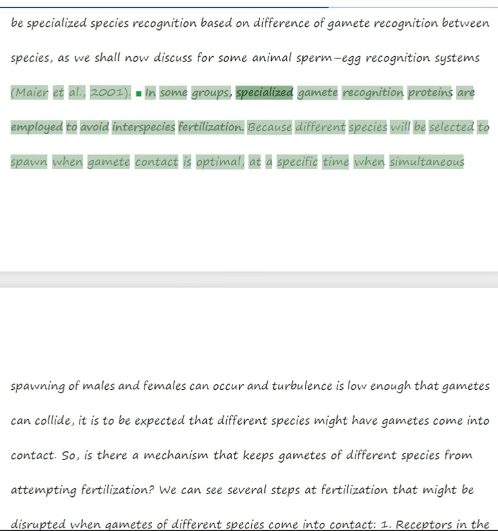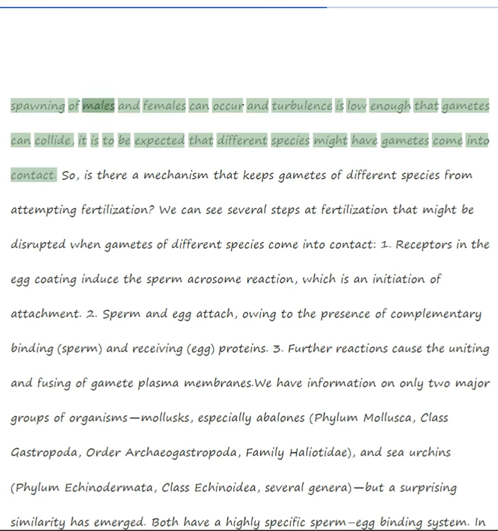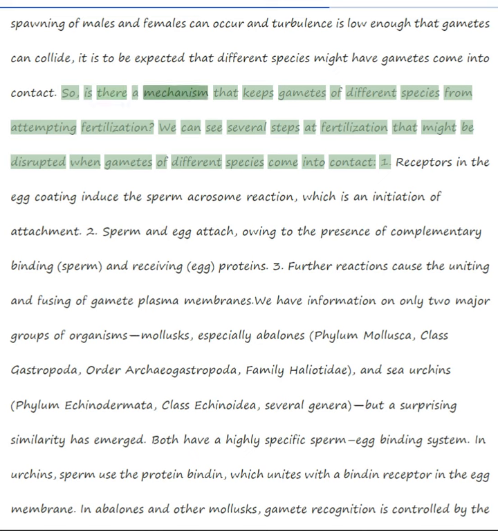In some groups, specialized gamete recognition proteins are employed to avoid interspecies fertilization. Because different species will be selected to spawn when gamete contact is optimal, at a specific time when simultaneous spawning of males and females can occur and turbulence is low enough that gametes can collide, it is to be expected that different species might have gametes come into contact. So, is there a mechanism that keeps gametes of different species from attempting fertilization?